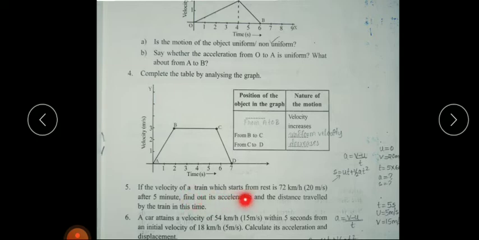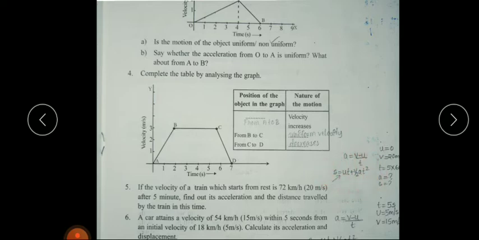Find out the acceleration. We know that acceleration is equal to v minus u by t. Substitute the values and we will get the acceleration. After that, find out the distance traveled by the train. Using the second equation of motion, we can find the distance traveled by the train.